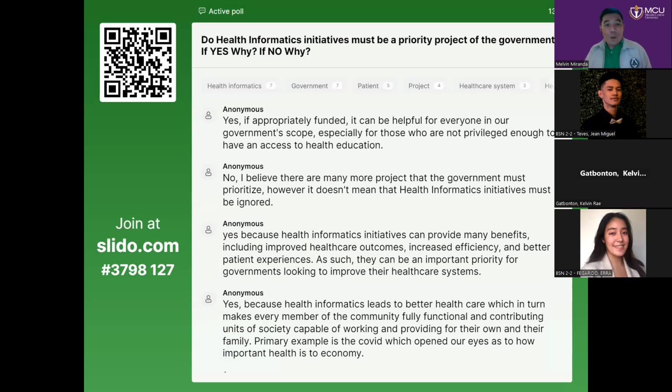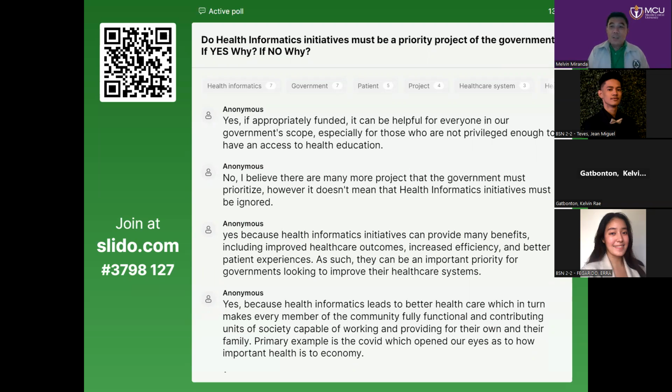So ayan, may nag-respond po ng no. I believe that there are many projects that the government must prioritize. However, it doesn't mean that health informatics initiative must be ignored. There's no wrong answer here. However, he or she is also on the perspective that when we are talking about the Constitution, di ba, in the Constitution, meron talagang leveling for funding. And the highest priority for funding is education.